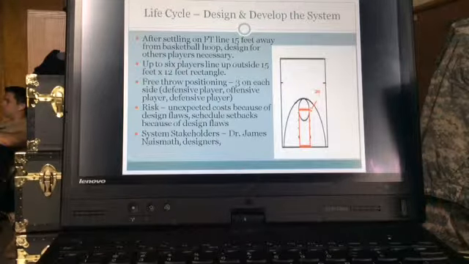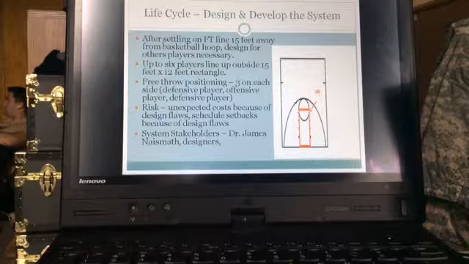If you look at the diagram, there's positions for 6 total people on the free throw line, 3 on each side, and you have 1 player shooting the free throw. Now the defensive players would be closest to the rim, followed by the offensive player, followed by a defensive player. So it'd be defense, offense, defense on each side, which comes out to be your 6 players total on the free throw line. Possible risks in this step of the life cycle is unexpected costs because of design flaws, schedule setbacks because of design flaws.